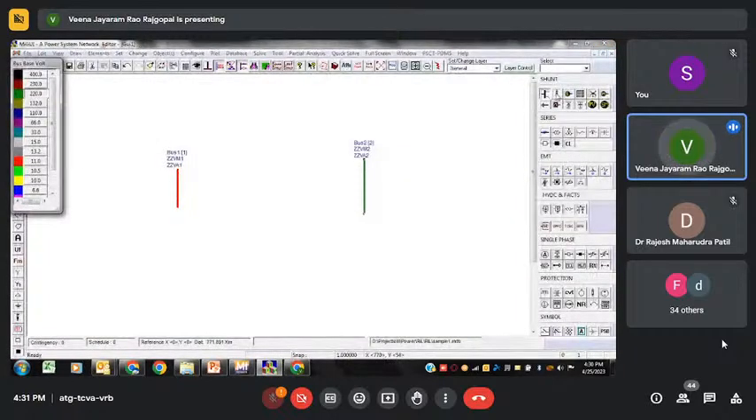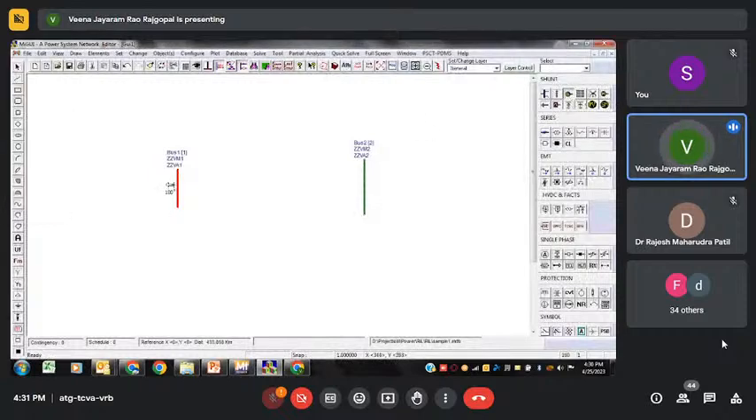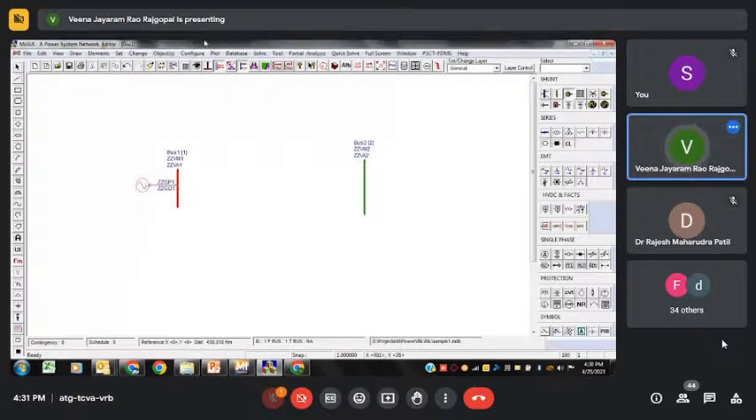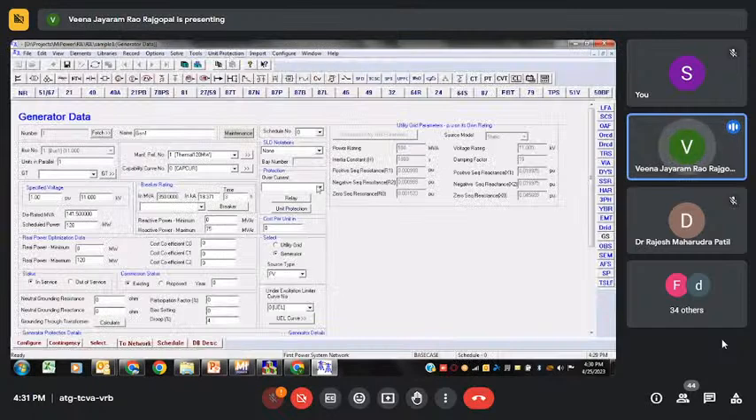Okay. So now here I want to draw one generator. So I'll go to the generator. It's a shunt element, and it is going to ask me for one connection. So this is a generator.